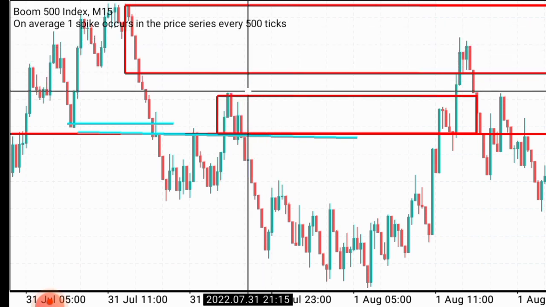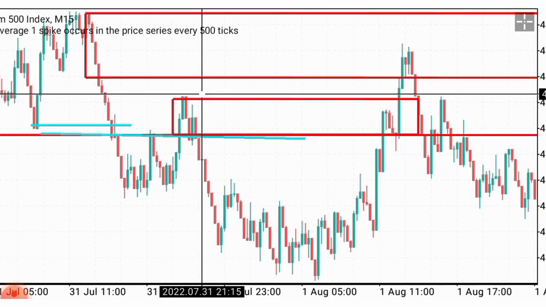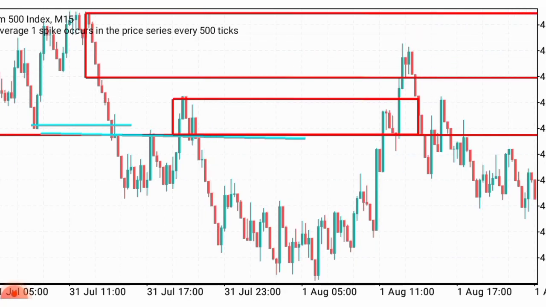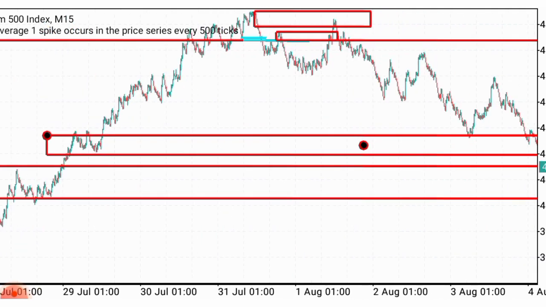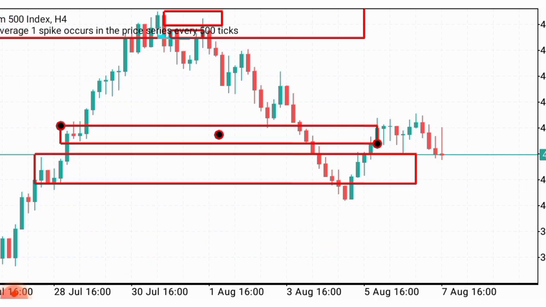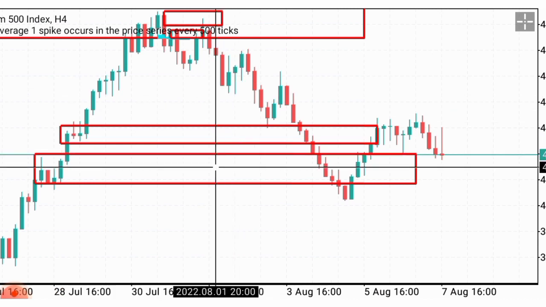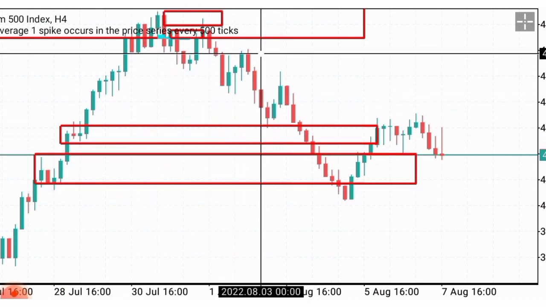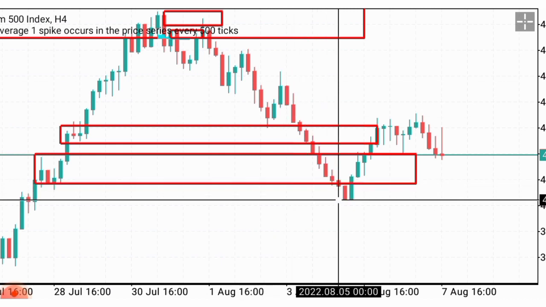So even though you are selling here, your stop loss will be above that zone there. So where will be your TP? Your TP is on the H4 time frame. Your first TP is this demand zone here. Your second TP is this demand zone. You can see when price hit the first TP, it reacted like that. So that's the simple trade here.